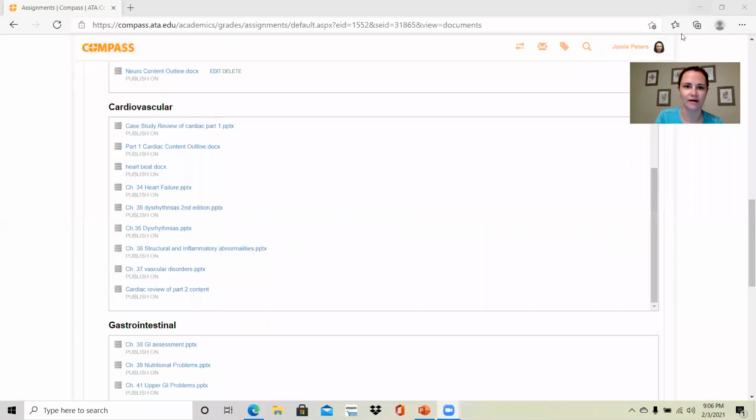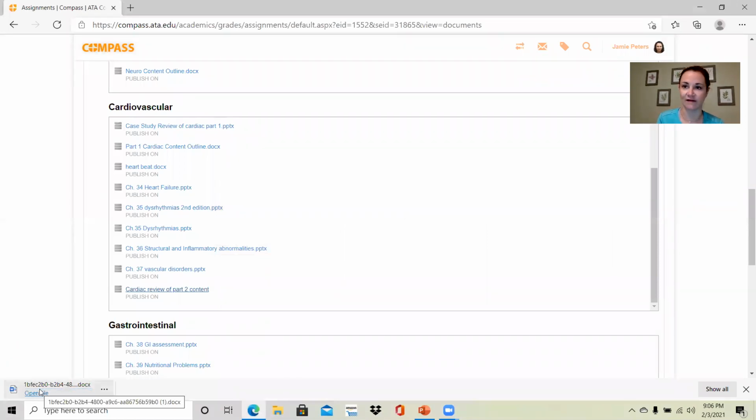In the Documents section of your student portal, there is a cardiac review of Part 2 content. It's essentially a study guide of these last 4 chapters: the heart failure, dysrhythmias, structural and inflammatory abnormalities, which is what this recording is over, and then vascular disorders.